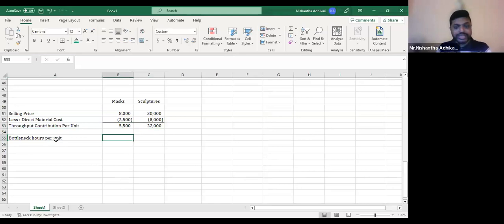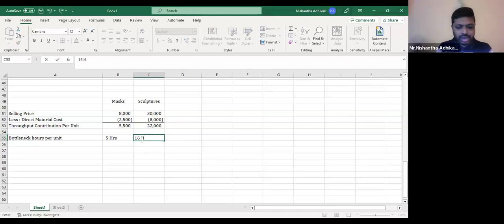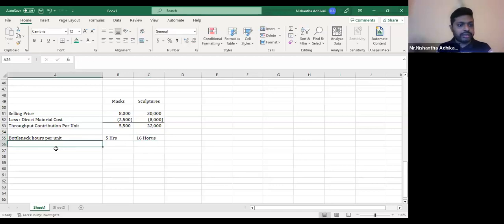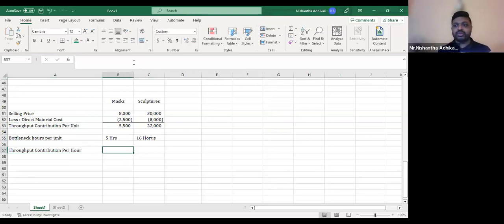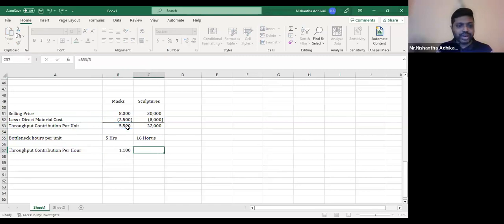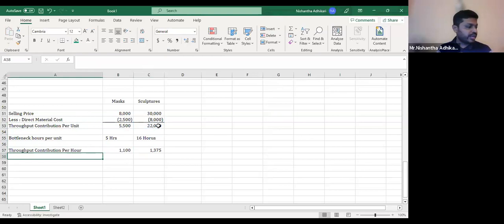Bottleneck hours per unit. If you read the illustration, mask required 5 hours. Sculptures required 16 hours. Then calculate throughput contribution per hour. 5,500 divided by 5 hours is 1,100. And 22,000 divided by 16 hours is 1,375.